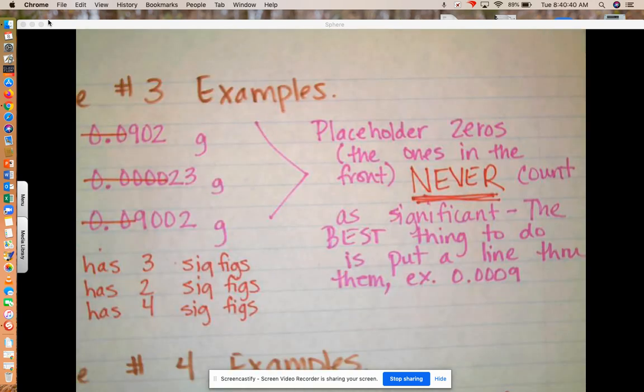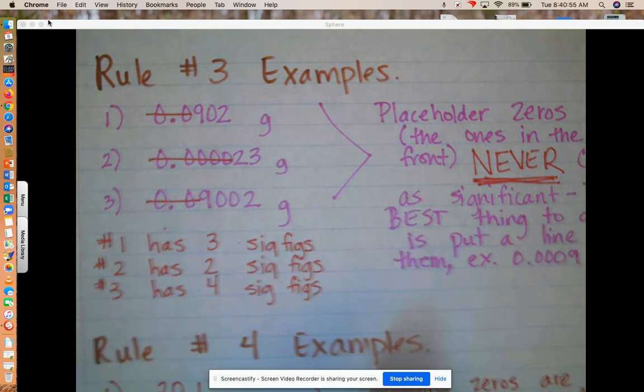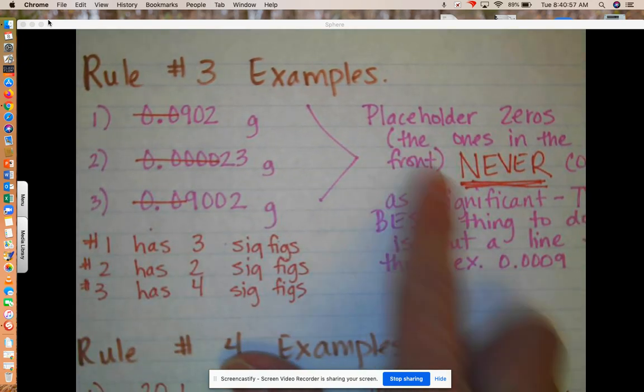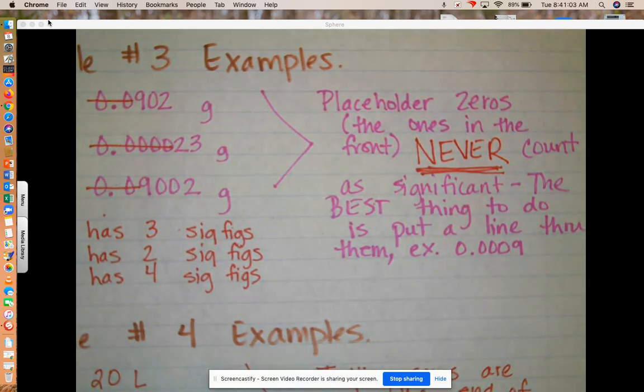This is the one, 3 and 4, okay? Please pay attention to this. This is the one that messes kids up because the decimal in the number freaks kids out a little bit when you're trying to count sig figs. So this is what I tell kids. Placeholder zeros, which are the ones in the front, are never counting. You will never count them. The best thing to do is just draw a line right through them.